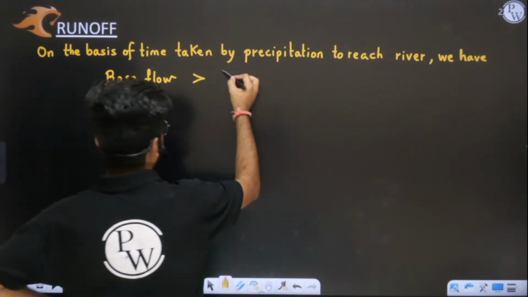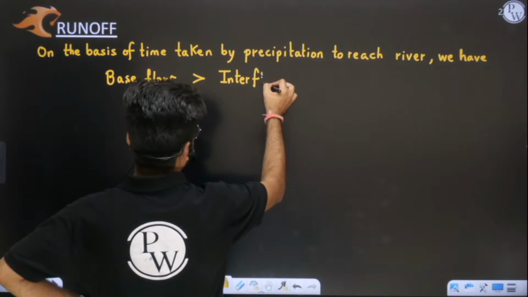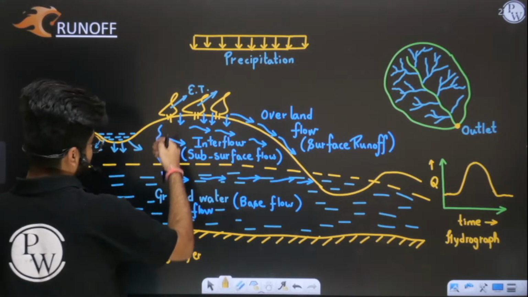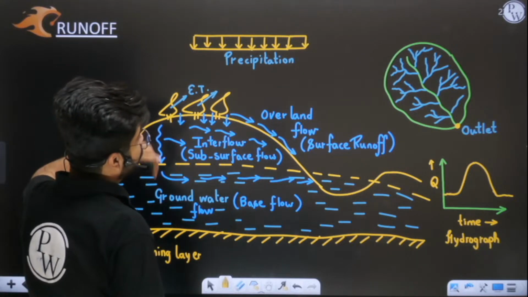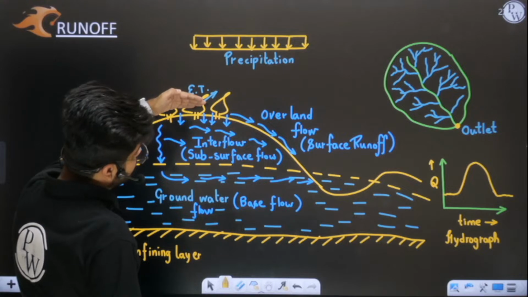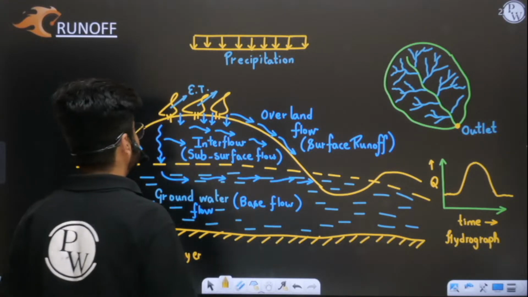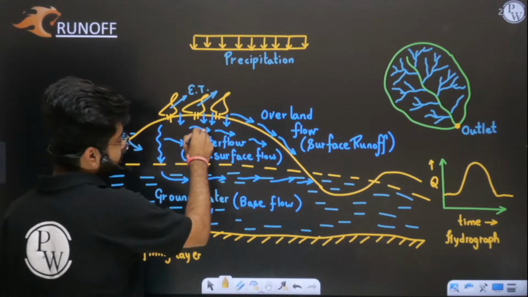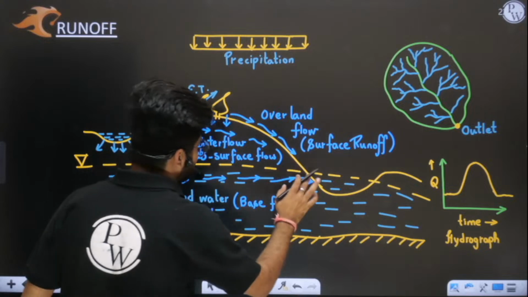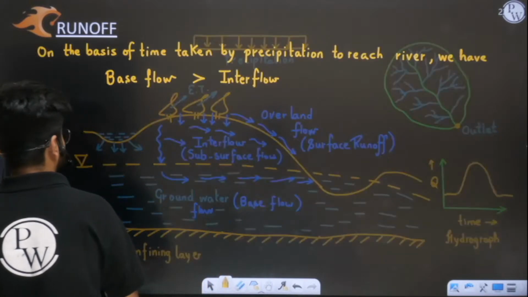Second, in general, you will see that interflow or subsurface flow will take less time. Why? Because water does not have to go deep down. Water will infiltrate, and as soon as it has infiltrated, it will start flowing. This can be quick or a little slow also, but interflow will take less time than base flow.